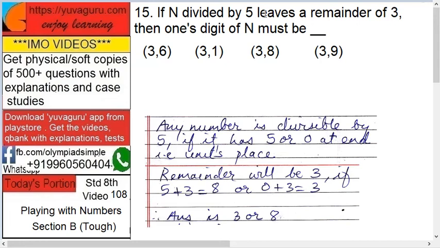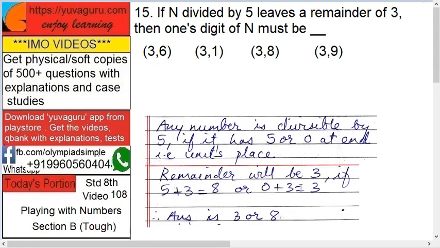Next, if n divided by 5 leaves a remainder of 3, then the ones digit of n must be. Now, any number divided by 5 is divisible by 5 only if the last digit is 0 or 5. So any number is divisible by 5 if it has 5 or 0 at the end, that is, in the units place. So the remainder is 3, it is given.